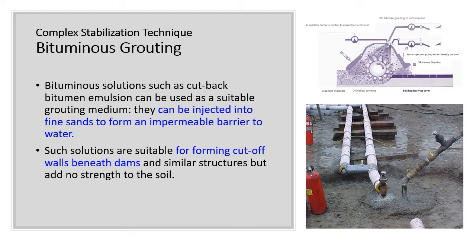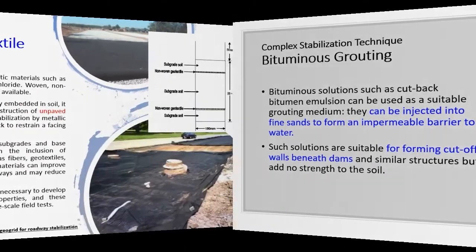Such solutions are suitable for forming cut-off walls beneath dams and similar structures, but add no strength to the soil. They are applied cold. In the emulsion, the asphalt is dispersed in colloidal form in water. After injection, the emulsion must be broken so that the asphalt can coagulate to form an effective grout. Special chemicals are injected with the emulsion for this purpose.